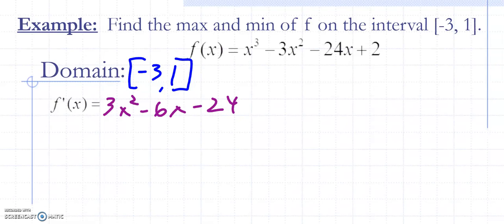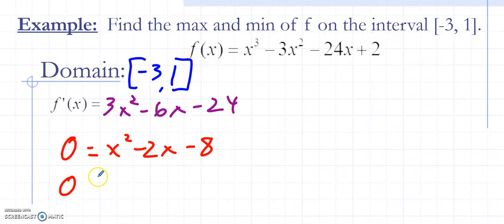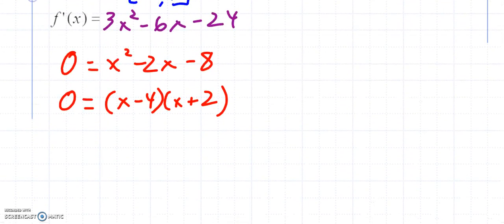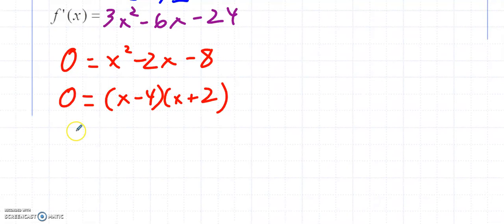All right, now we set the derivative equal to 0. 0 equals, divide the whole thing by 3, so I'm going to get x squared minus 2x minus 8. And now we can factor. Plus 2, move down, and so now we can say x minus 4 equals 0, x plus 2 equals 0.